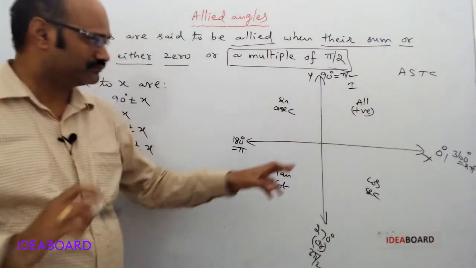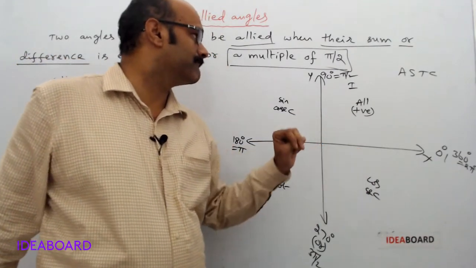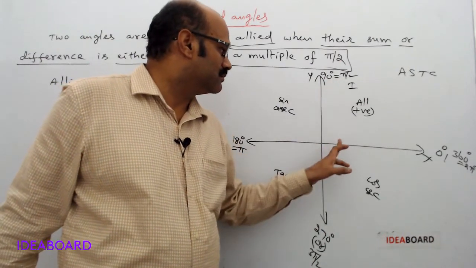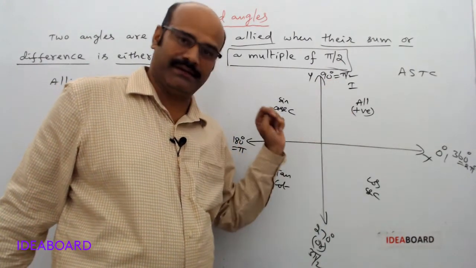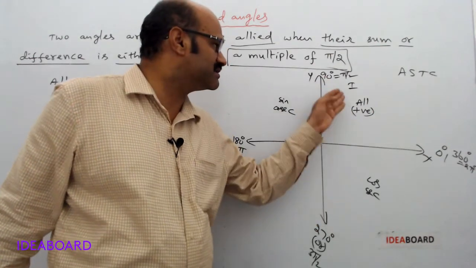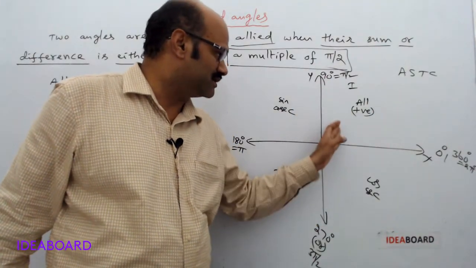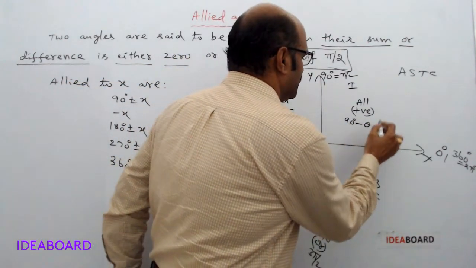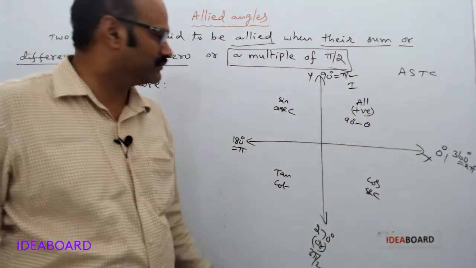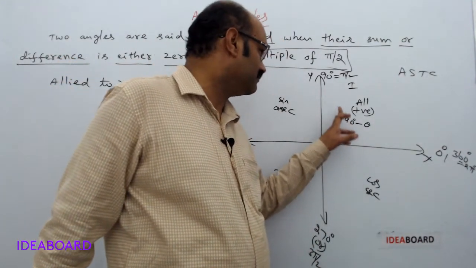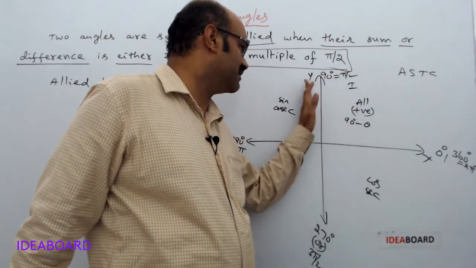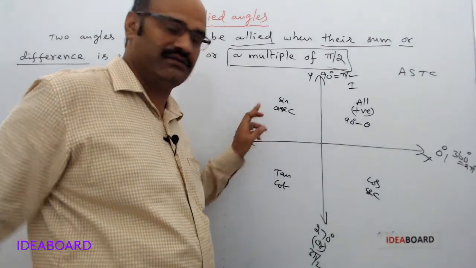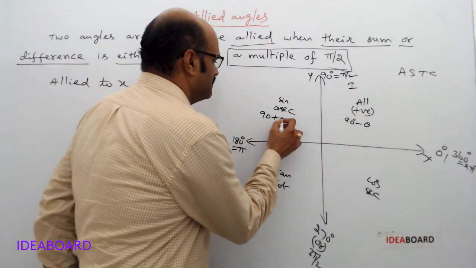Now here, let me take theta as an acute angle. Then 90 minus theta: take theta equal to 60, 90 minus 60 will be equal to 30 degrees. That will be in the first quadrant. So 90 minus theta lies in the first quadrant. Next, 90 plus theta: 90 plus 30 equal to 120. 120 lies in the second quadrant. So 90 plus theta lies in the second quadrant.